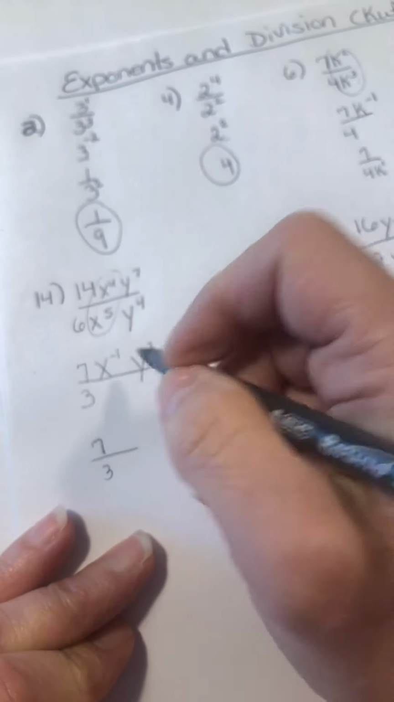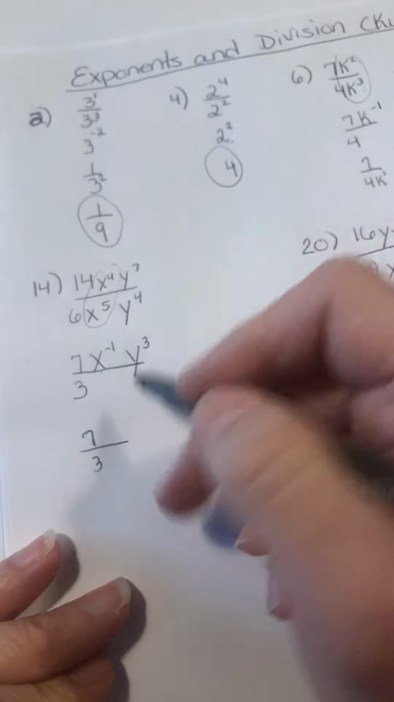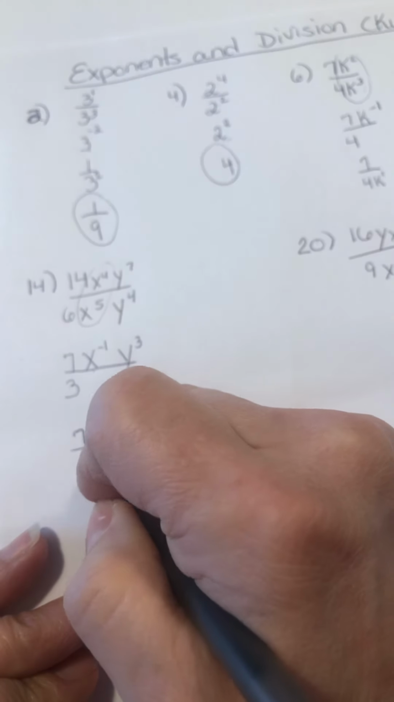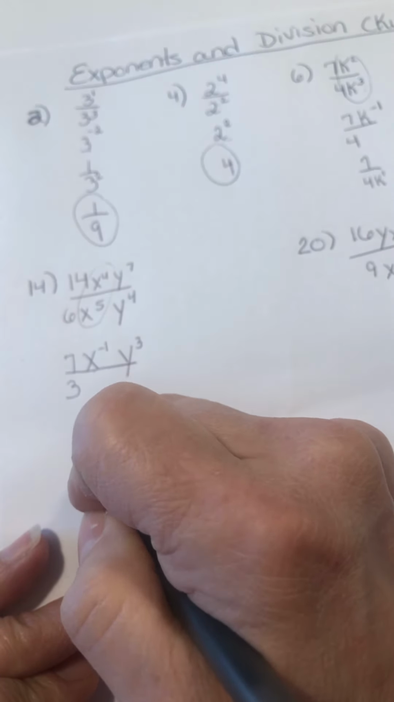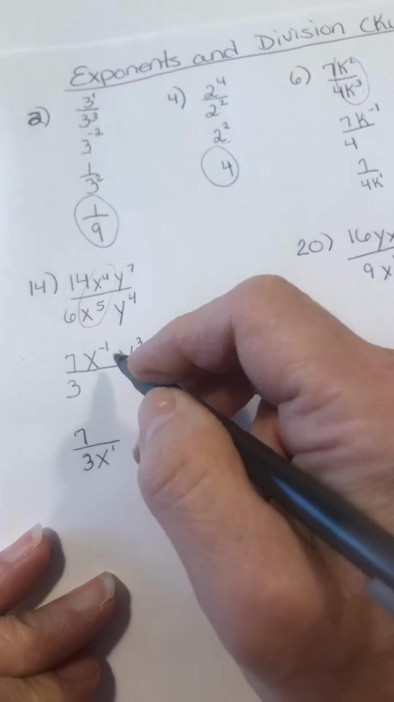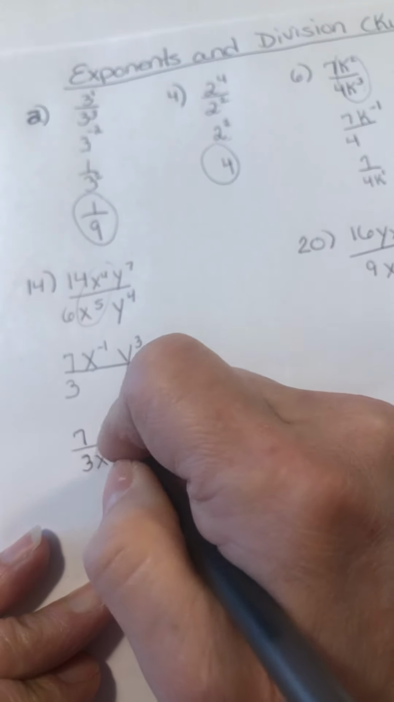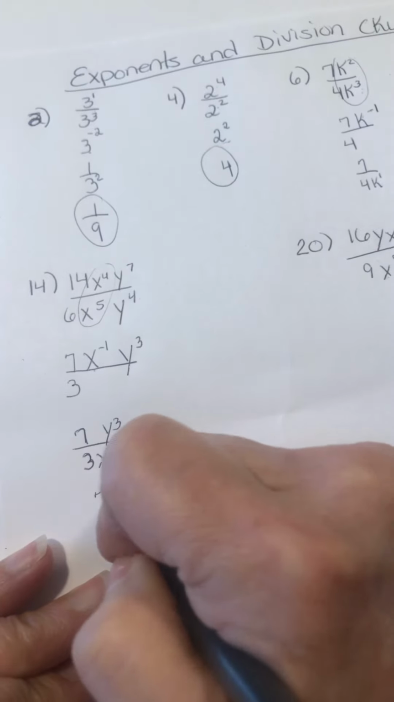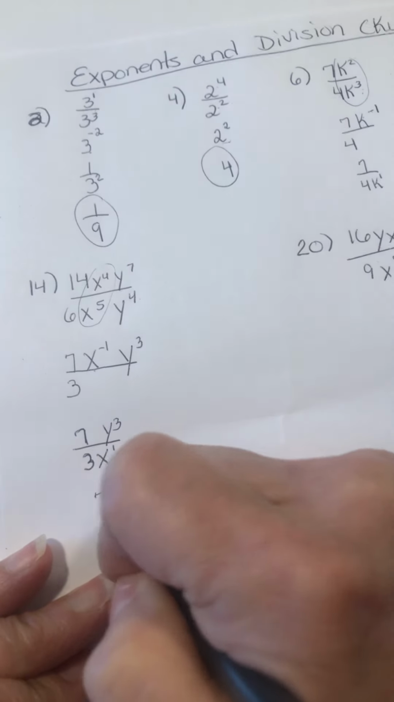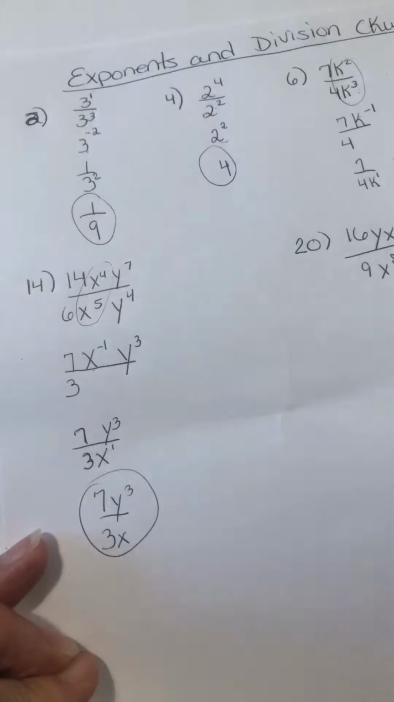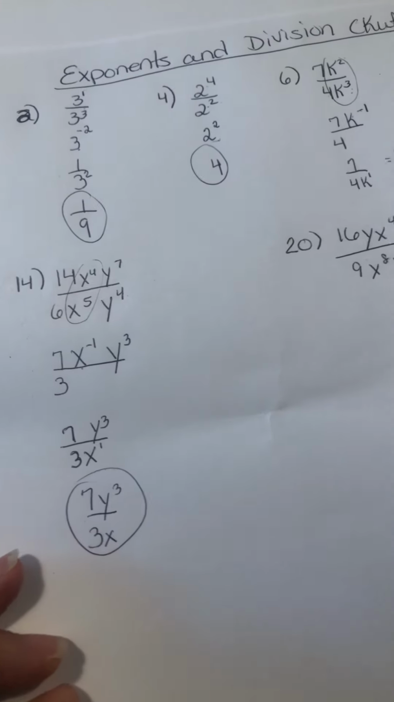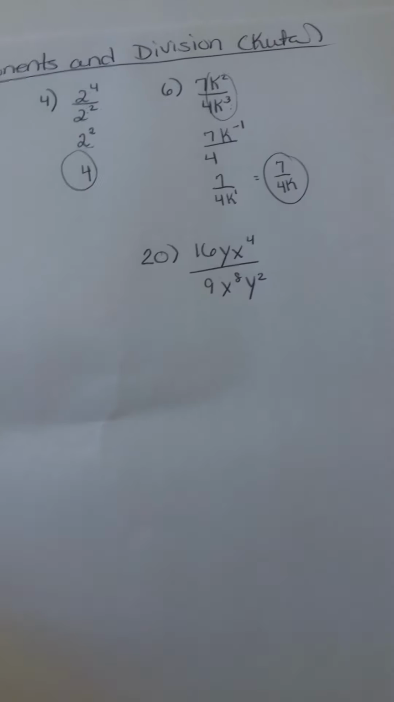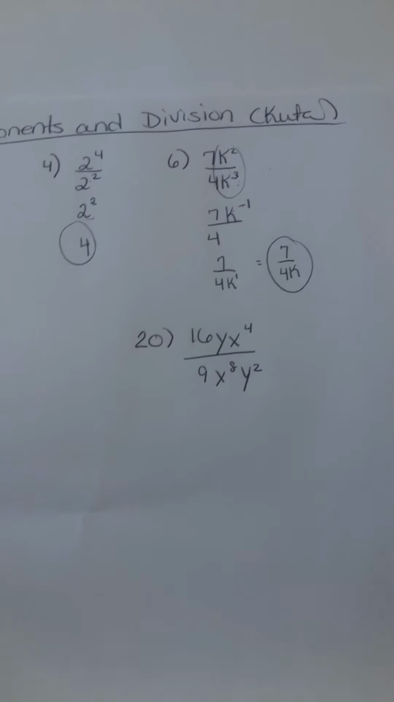So what that means is that x is going to go from the numerator down to the denominator with a positive exponent of 1, and the y cubed is going to stay where it is on the top. So we're going to rewrite this as 7y cubed over 3x, and that's all the way simplified. And last one we're going to check out here is number 20.